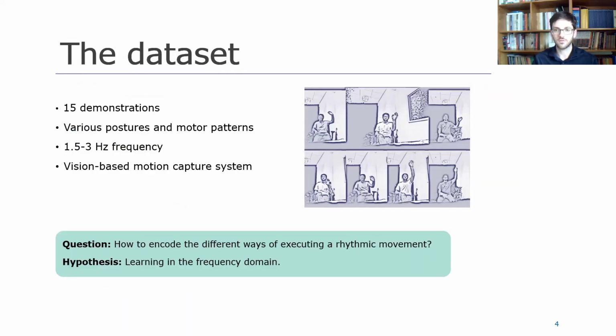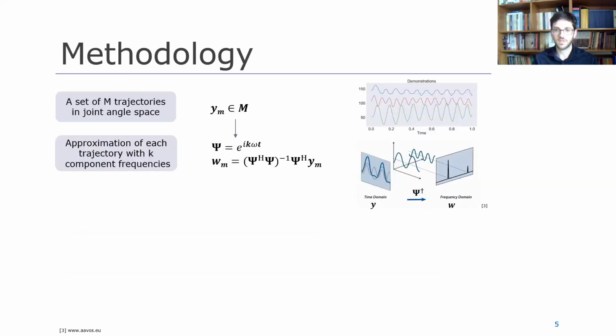Given a dataset of various waving patterns, the question that arises is how to encode and reproduce their variability. We address this issue by learning the movements in the frequency domain. The steps of our method are as follows.